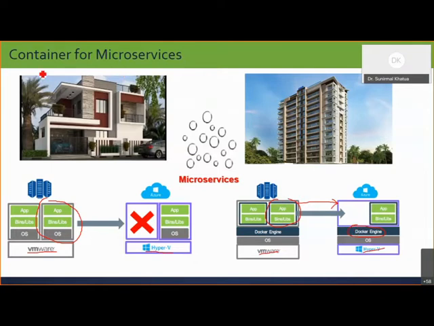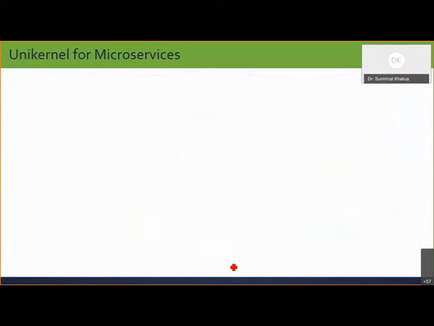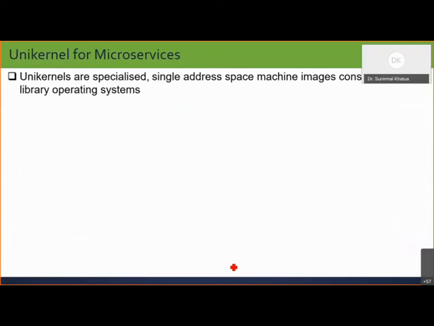So this part is for the container, yes. Now let me discuss the unikernels part. What is a unikernel? Unikernels are basically specialized single address space machine images constructed by a library operating system.